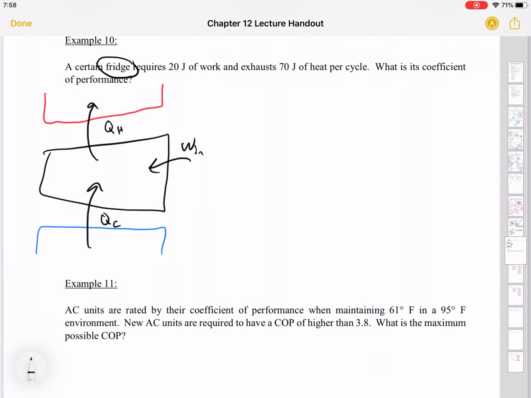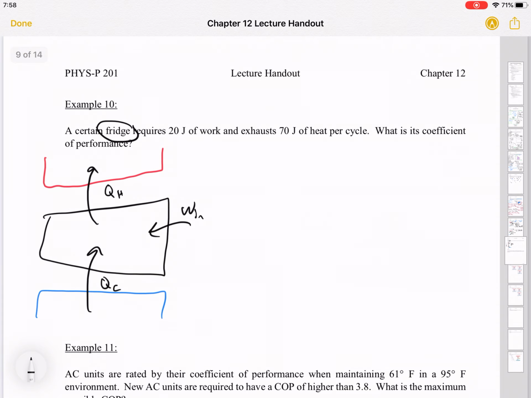So the fridge requires 20 joules of work, so that's 20 joules here, and exhausts 70 joules of heat. So here's what I want to say. The word exhaust means leaves the system. So that's this 70 joules. All right, and again, remember for a refrigerator, the back of the fridge is giving off heat. That's not useful heat, that's just exhaust, right? So Q cold is the thing that I actually care about. So let's ask the question then, what is the coefficient of performance?